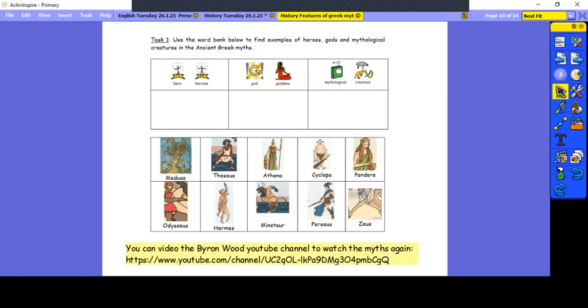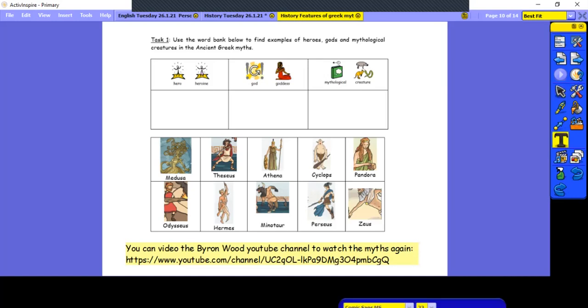If you can't remember some of these characters, because there's a lot of them and they've all got quite similar sounding names, you could go back to our Byron Wood YouTube channel and you could look back at the videos from Monday, Tuesday, Thursday and Friday last week, and you could re-watch those videos of those stories so that you can remember who the characters are.